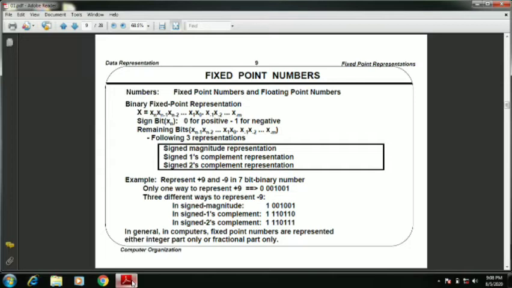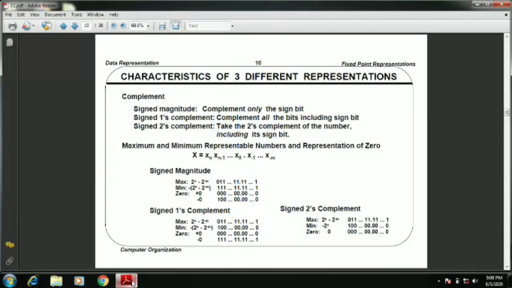So this is for fixed point numbers. We go to next for detailed explanation for some other characteristics. Characteristics of three different representations. One is sign magnitude, another one is sign 1's complement, then sign 2's complement.